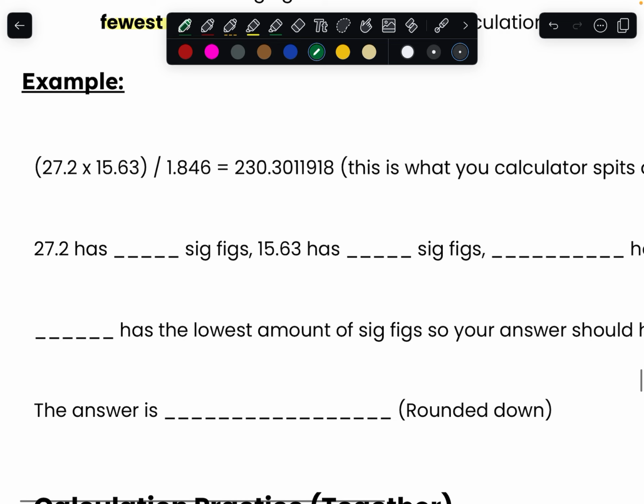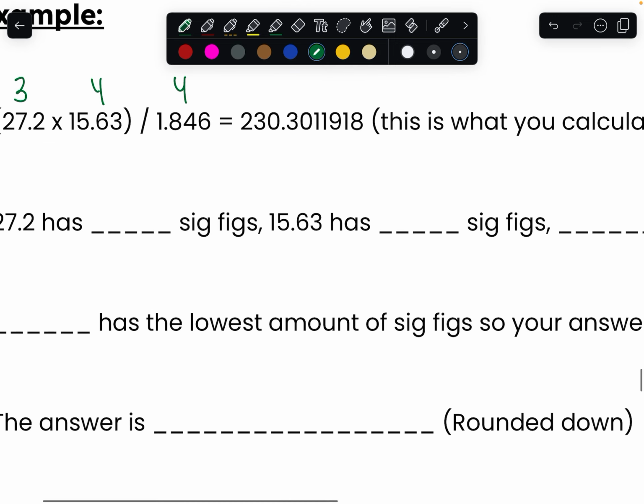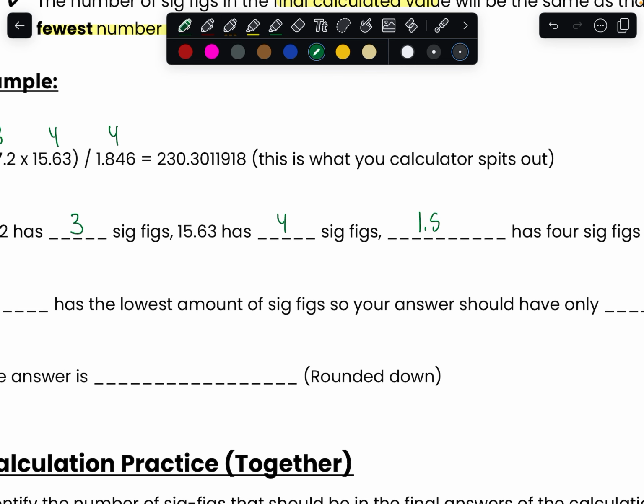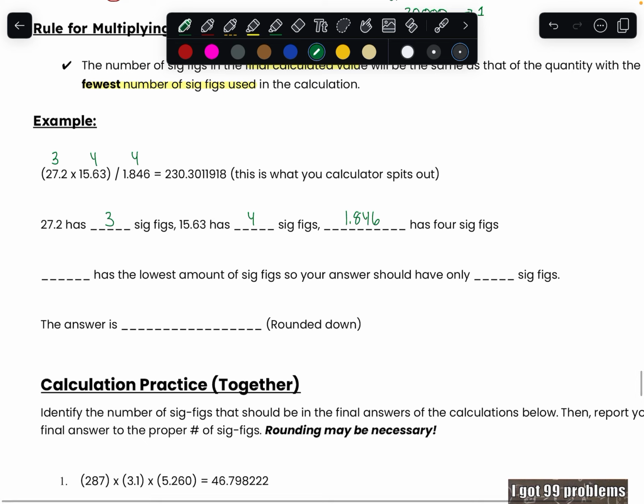Let's look at our first problem, where we have a combination of multiplying and dividing: 27.2 times 15.63 divided by 1.846. This 27.2 has 3 sig figs. 15.63 has 4 sig figs, because these are all non-zero digits. And 1.846 also has 4. Since 27.2 has 3, 15.63 has 4, and 1.846 has 4 as well, which of these numbers has the least number of sig figs? Take a second to think about it. Hopefully you arrived at 27.2 being the least number.